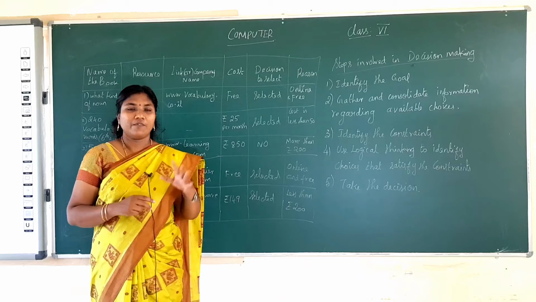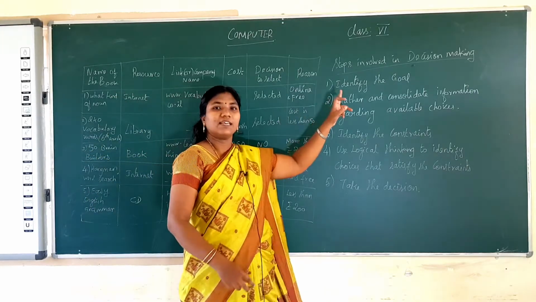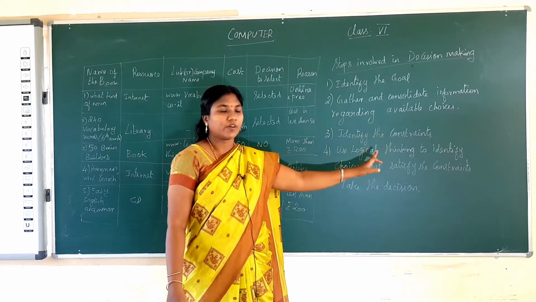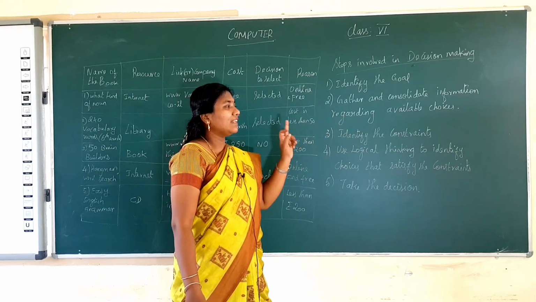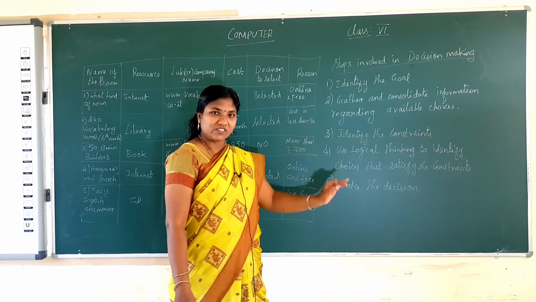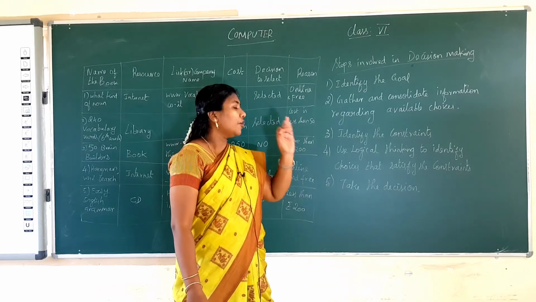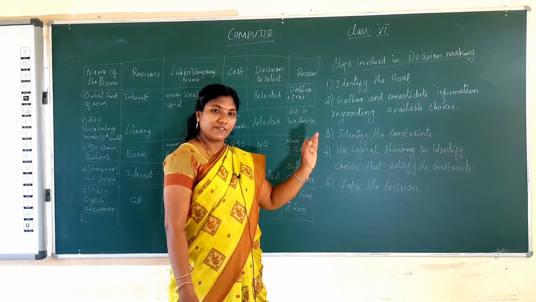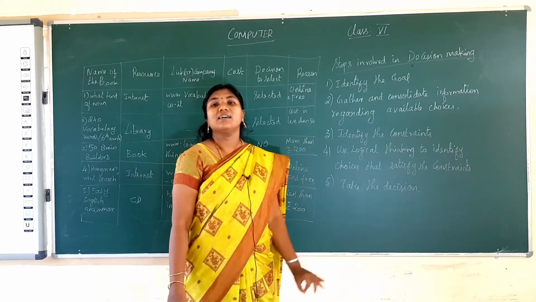Okay, so today we have learned about the steps involved in decision making. Okay, so: identify the goal, gather and consolidate information regarding available choices, identify the constraints, use logical thinking to identify the choice that satisfies the constraints, and then take the decision.